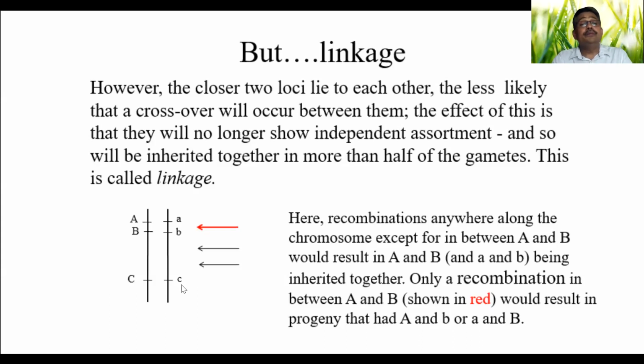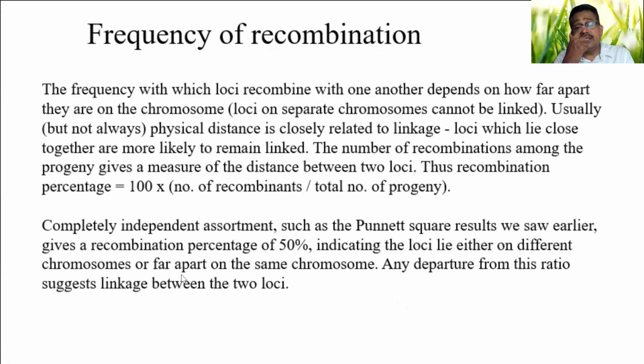Okay. So the frequency of recombination, as I said earlier, depends on how the loci are located in the chromosomes. If the two loci are located on different chromosomes, there is no possibility of linkage; they are independently assorted. If they are on the same chromosome, whether they are closely linked or far away will decide the number of recombinations.